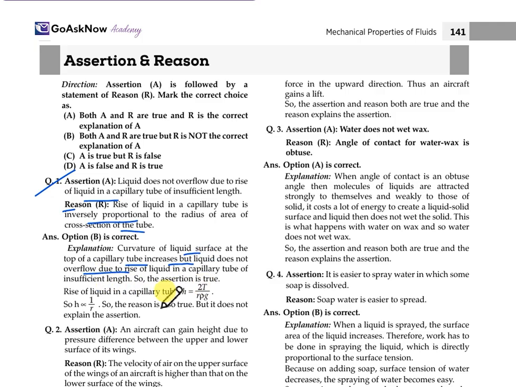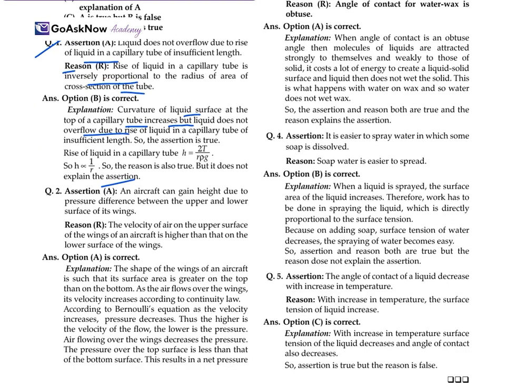The rise of liquid in the capillary tube is h equals 2T upon r rho g. So h is inversely proportional to r. The reason is also true, but it does not explain the assertion. They are both different; both are correct, but we cannot say that R is associated with A. So here option B is correct: both A and R are true, but R is not the correct explanation. So the very first thing for assertion and reason questions is to check whether both are correct. If they are, then conclude whether R is associated with A or not.